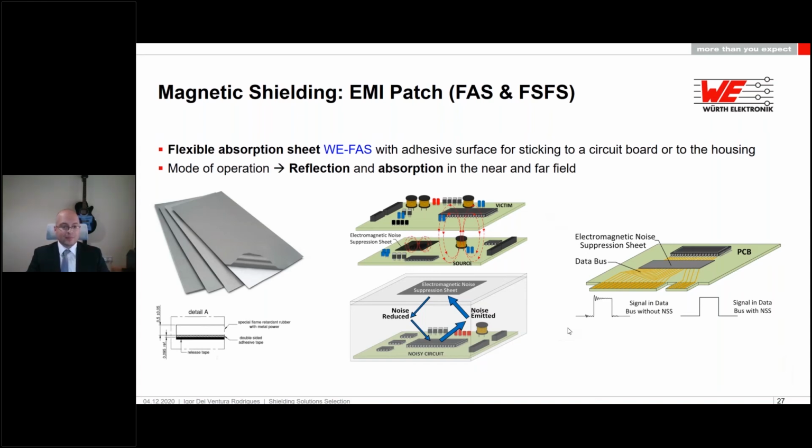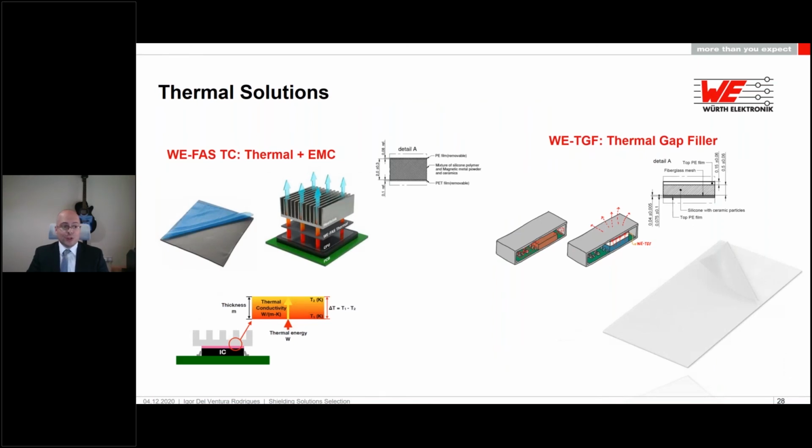And there we go with the thermal solutions. Basically, we will have two. WE-FASTC, that we discussed a little bit, and look at an example here. You can sandwich the WE-FASTC between a CPU or MOSFET or any other component that is noisy or susceptible to noise, and its heatsink. Without this, the heatsink would turn into an antenna. So it will do both jobs for us.